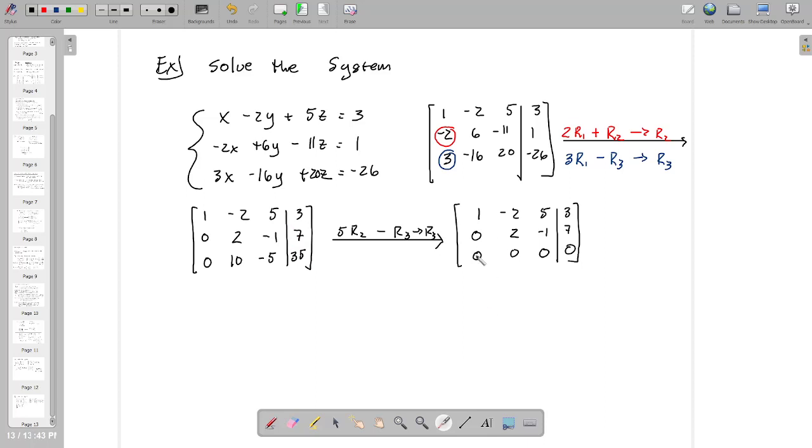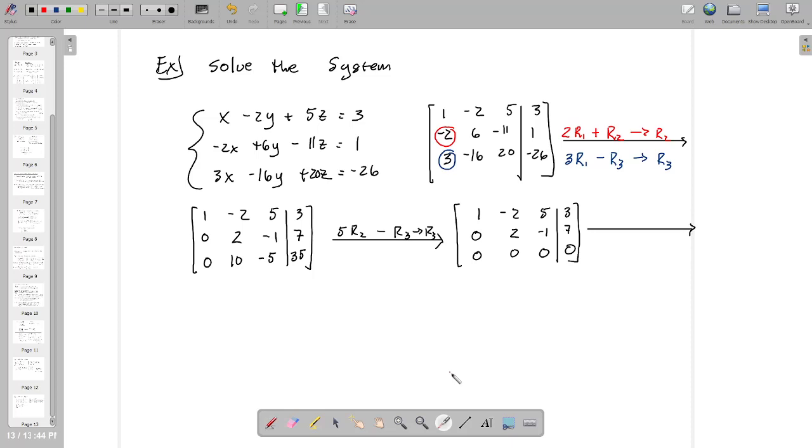So notice that we have a row of zeros here. This is what's going to cause us to have a dependent system. It's not inconsistent, it's dependent, because we have a 0 equals 0 case. So it is a true equation.